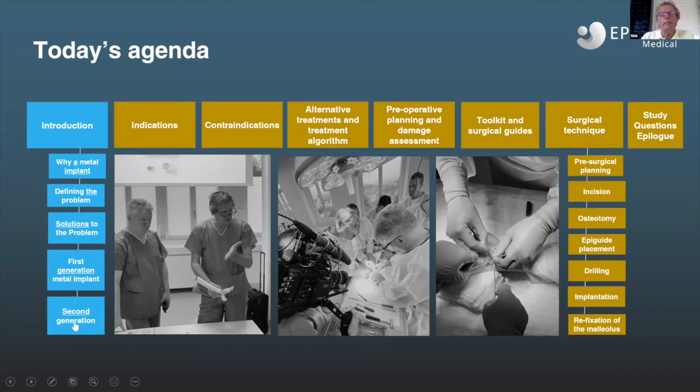The second generation being the Episealer, the indication to the Episealer, contraindications, the treatment algorithm, then to the preoperative planning, the damage assessment, which is particularly interesting. We will talk about it. And then the surgical technique we will go over in small little videos. And of course, we will end with questions, and you can put your questions already during the presentation. And Daniela probably already has explained to you how you can do that.